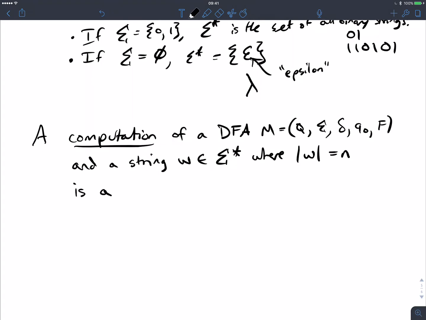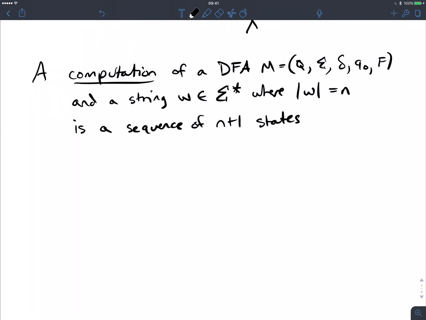is a sequence of n plus 1 states. Well, do I know the names of these states? No, because it's an arbitrary DFA. It has arbitrary names on its states. I don't know what the states are, but do I know that they are states? Right, that they are states. As long as I give some qualifiers on what they can be, then I can actually give names to them. So it's a sequence of n plus 1 states.